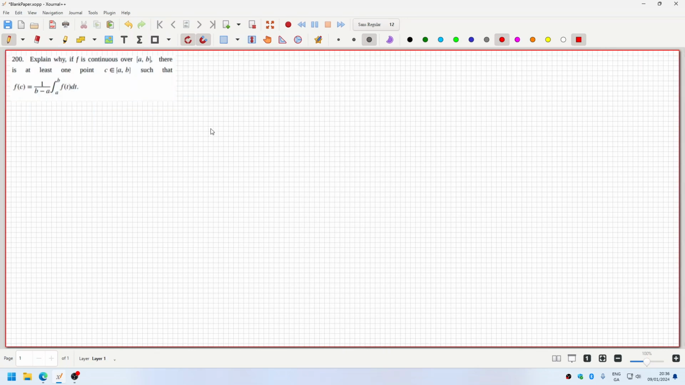So this question here, it seems a lot like the mean value theorem, doesn't it? If we just think about the mean value theorem, that would say that f(b) minus f(a) over b minus a is equal to some f derivative at c. It's not exactly the same thing, but you can kind of see it's pretty close.